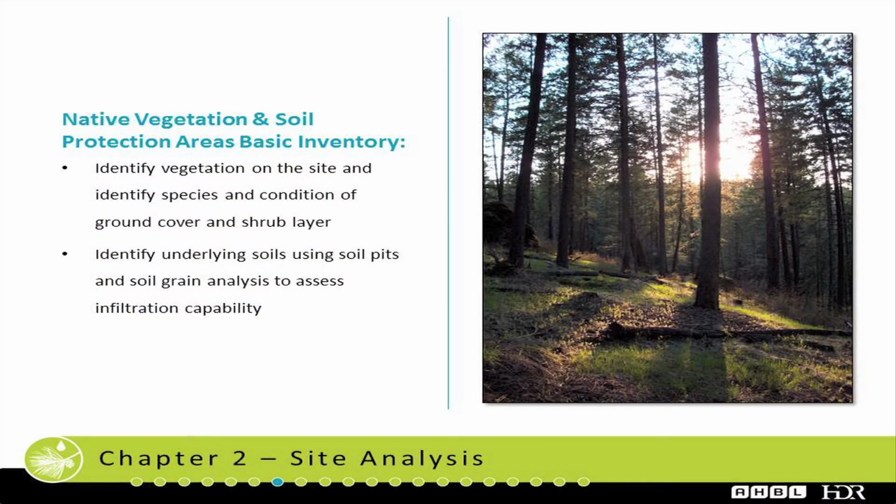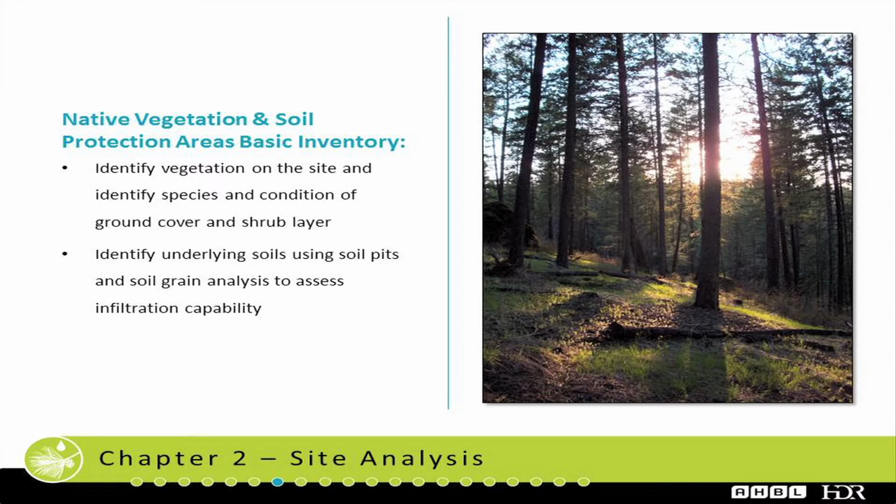So, native vegetation and soil protection areas, a basic inventory. We want to identify vegetation on the site and identify species and conditions of ground cover and shrub layer. Also the condition of the trees themselves. We know we can have forests that have disease problems, and those areas should be identified.